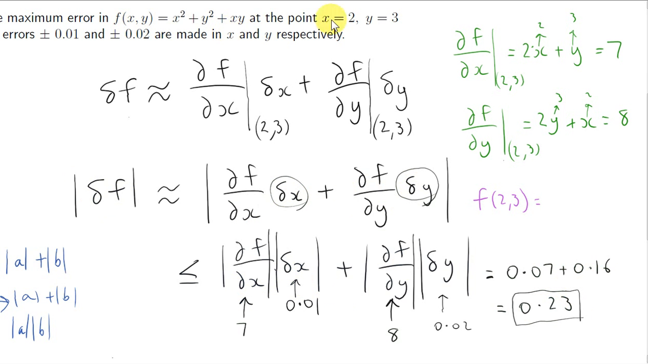Let's look at the value of the function at the point 2, 3. So we have 2 squared is 4 plus 3 squared is 9. That's 13 plus 6, that's 19. So by varying delta x by these amounts here, we will vary the value of the function at 2, 3, that is 19, by this amount. Now this is the magnitude of the maximum change in f. So we'll be varying 19 by plus or minus 0.23.